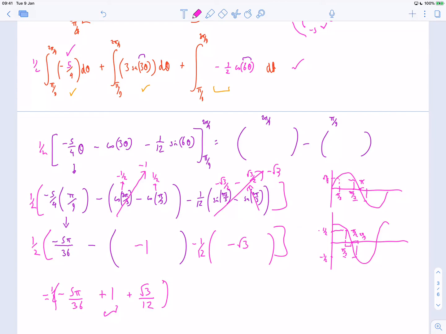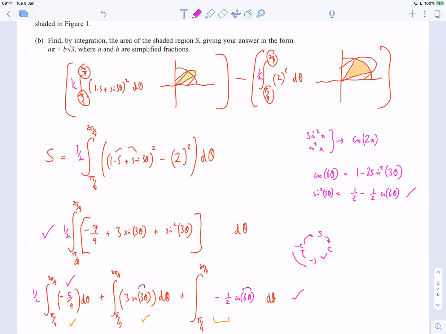Let me try integrating. What is it I'm wanting to do? 1.5 plus sine of 3x, let's make that squared, minus 4, between 2 pi over 9 and pi over 9. Whoops, not pi 0.9. Oh, that's juicy.